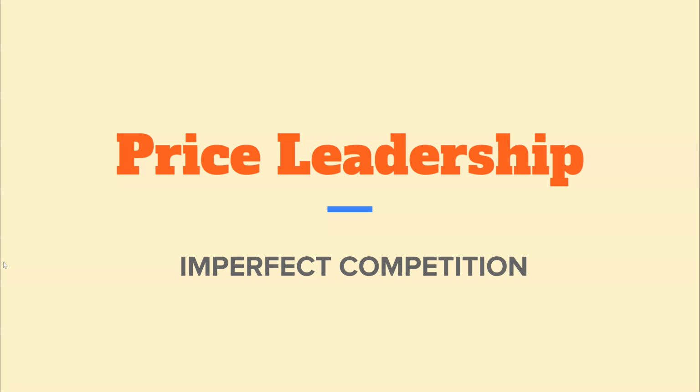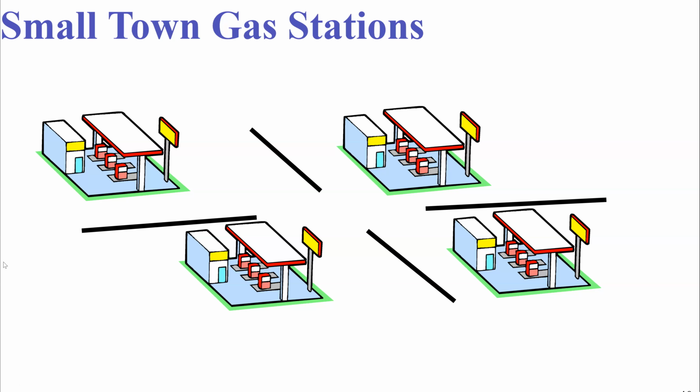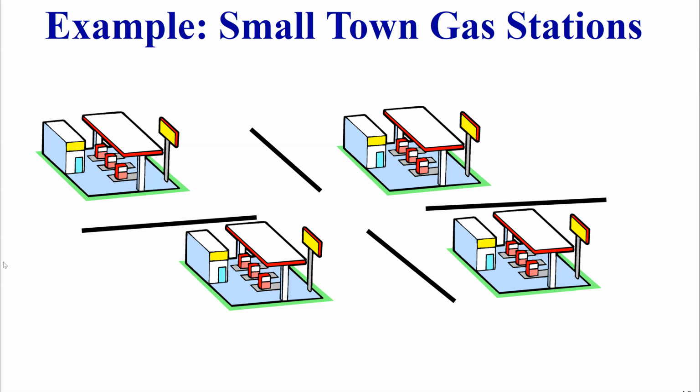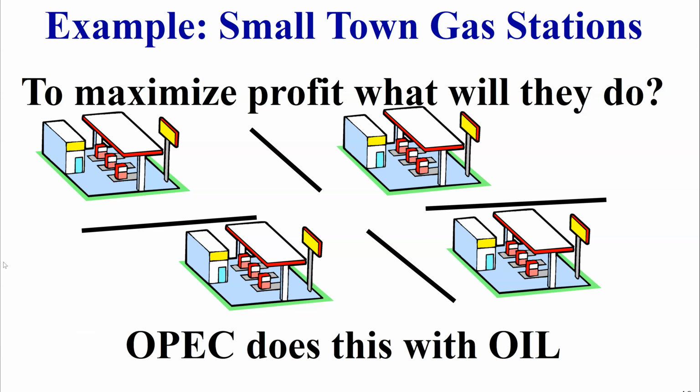So let's talk about price leadership here for a second. So we know we have oligopoly. We have a number of firms in a small town. Okay, this example is gas stations. And notice, in order to maximize their profit, what are they going to do? Well, they're going to keep an eye on what other firms are doing, right? And OPEC does this all the time. They're looking at their production. They're looking at what other countries are producing, especially those within OPEC and those outside of OPEC, in order to determine what their production should be in order to drive up prices, in order to maximize profitability for them.